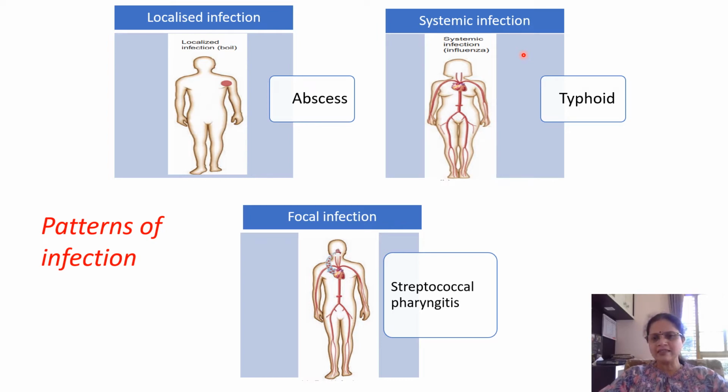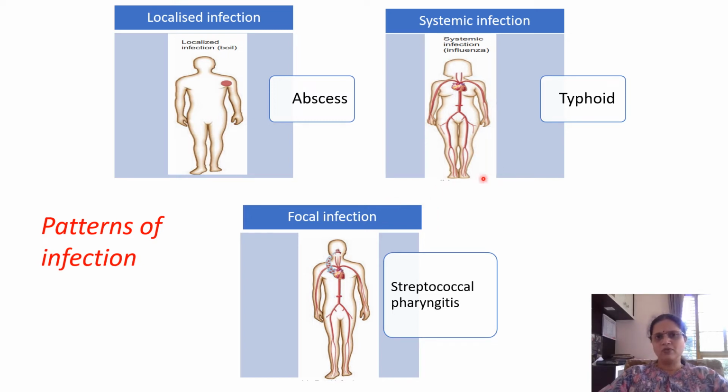Viral diseases like measles, rubella, chickenpox, AIDS are also systemic infections. Through blood it gets spread to other parts of the body. In bacterial diseases, we have brucellosis, anthrax, as I said typhoid fever, syphilis, all these infections are systemic infections. And there is another term used here, that is focal infection.